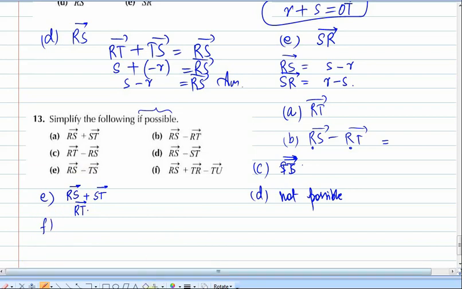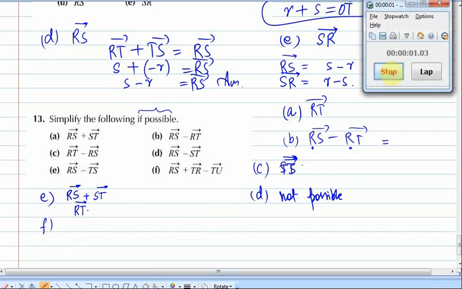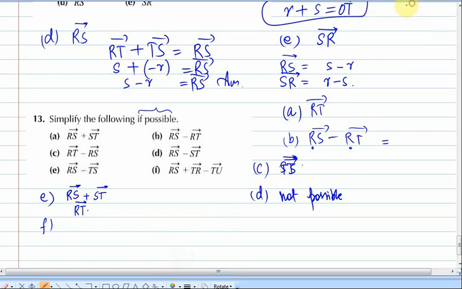After that, part F, you need to do it by yourself first, and your time starts now. Alright. The first thing, if I observe these two, I can write them TR plus RS, right? You can add them easily. It will be TS minus TU. Now you can subtract these two vectors because the first alphabet of the both vectors is same. So TS minus TU, it will be in the reverse order US. That is the answer of part F.